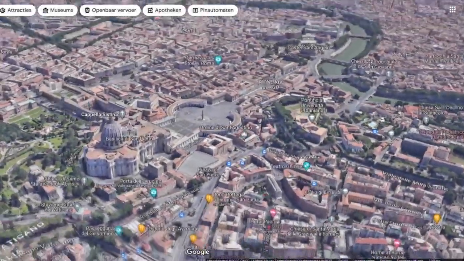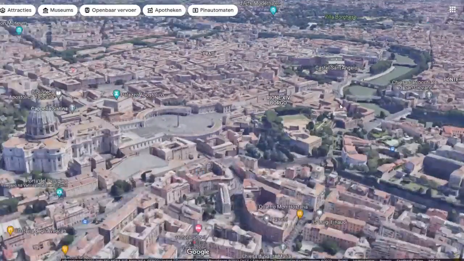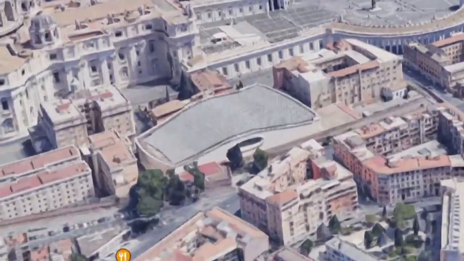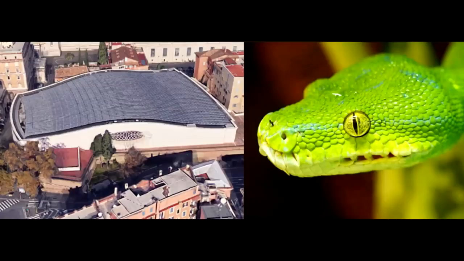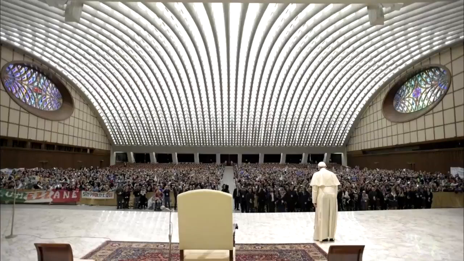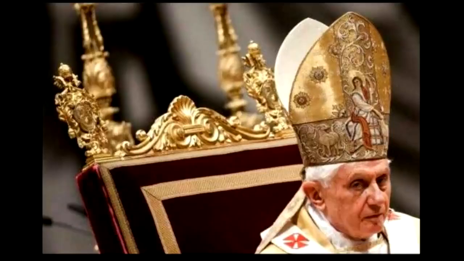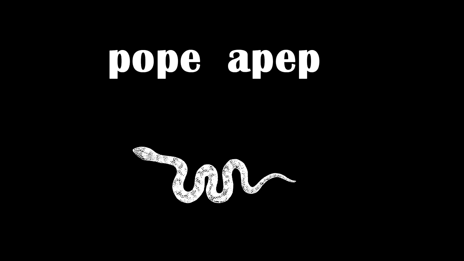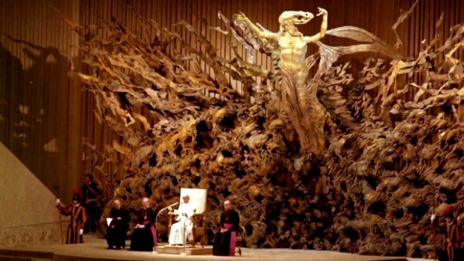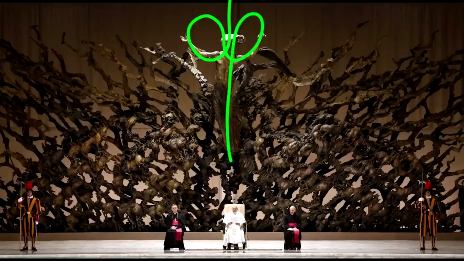Let's have an air view of the Vatican. Everybody knows the snake building, of course. Snake eyes, snake head, snake name. So this will probably be a snake instead of a reptilian.